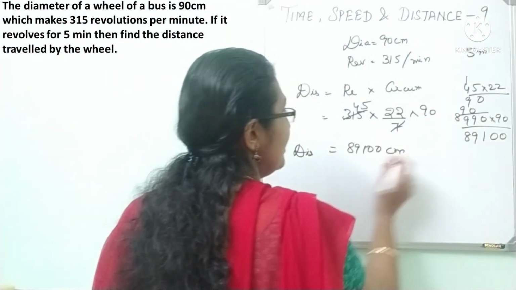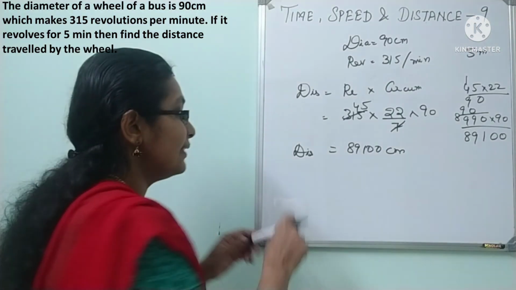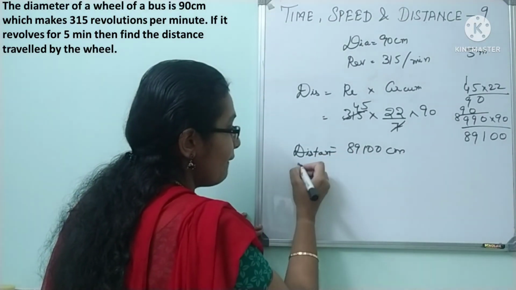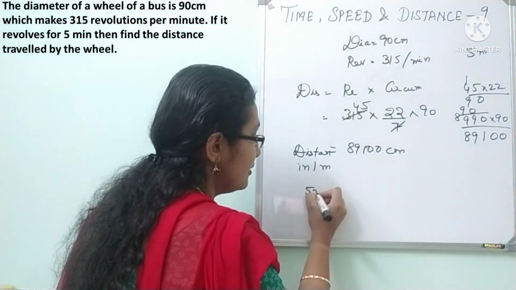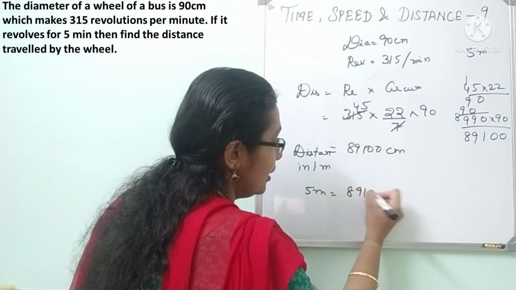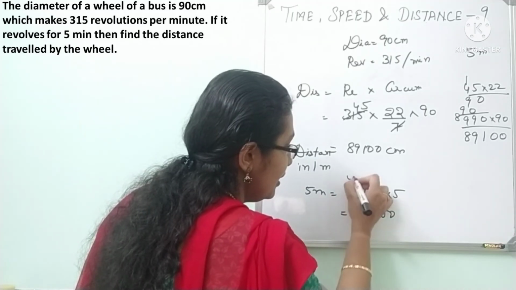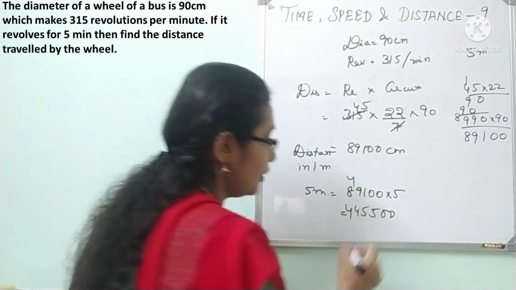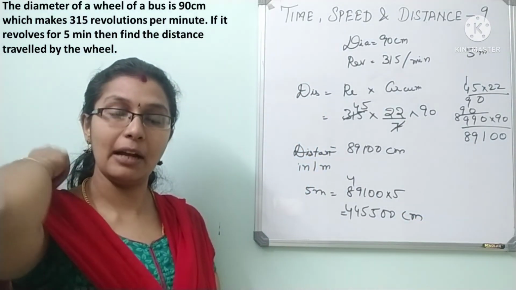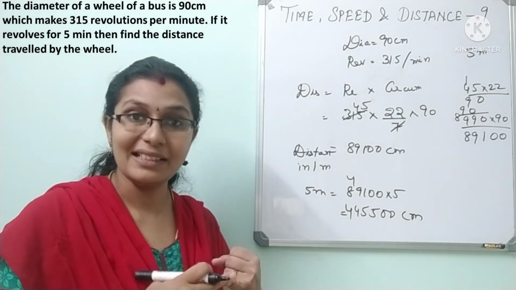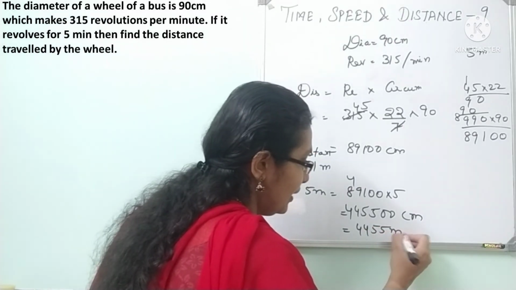This is in centimeters, okay? Don't forget this unit. It is in centimeters. Now, it is nothing but the distance covered in 1 minute, correct? We'll have to find the distance covered in 5 minutes. So, 89100 into 5. 5, 9 5s are 45, 5s are 40, 44. So this is nothing but in centimeters. So convert centimeters to meters. You will have to divide it by 100. So when you divide it by 100, you get 4455 meters.